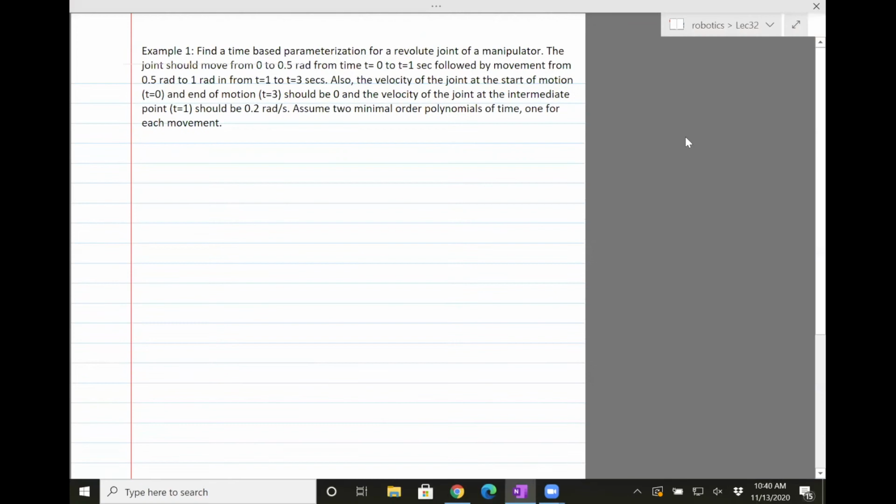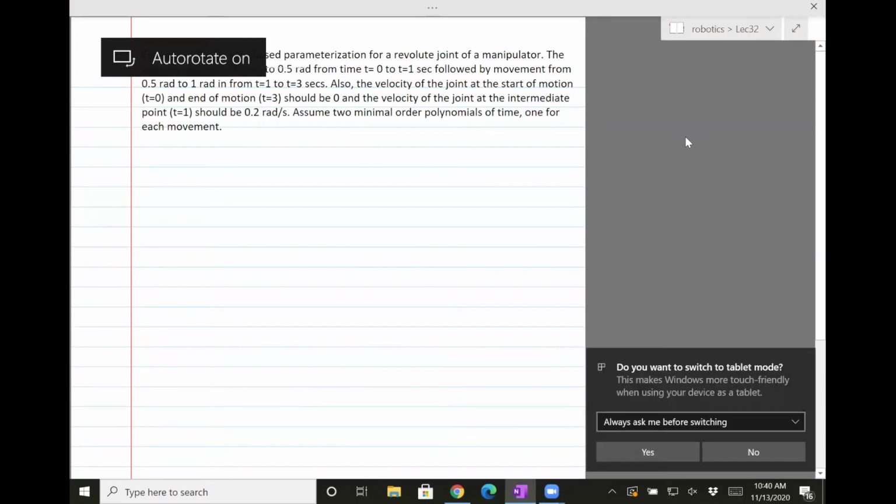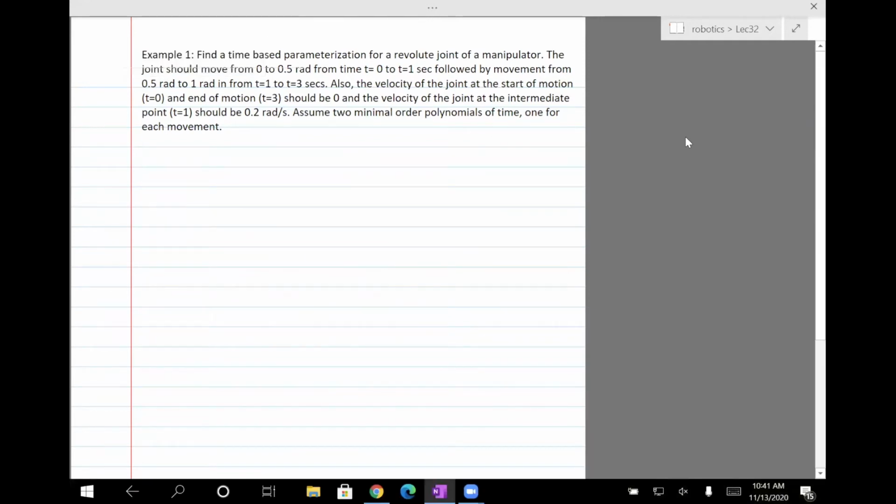The next thing we'll do is solve 2 problems. Here's the first one, where I'll show you how to do this numerically instead of doing it symbolically. The problem is as follows.